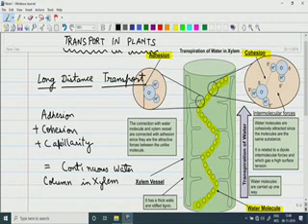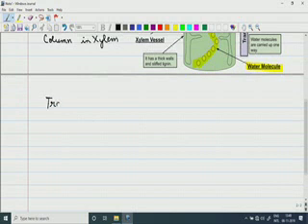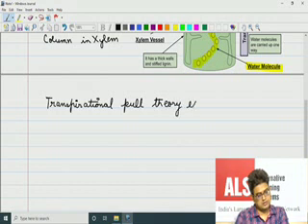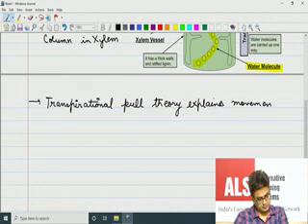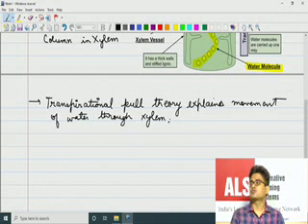Evaporation of water from the leaf surface is called transpiration basically, and this creates a pull called the transpirational pull. So the long distance transport of water is explained by the transpirational pull theory by Dixon and Joly. Just revising what I told you yesterday, transpirational pull theory explains movement of water through xylem.